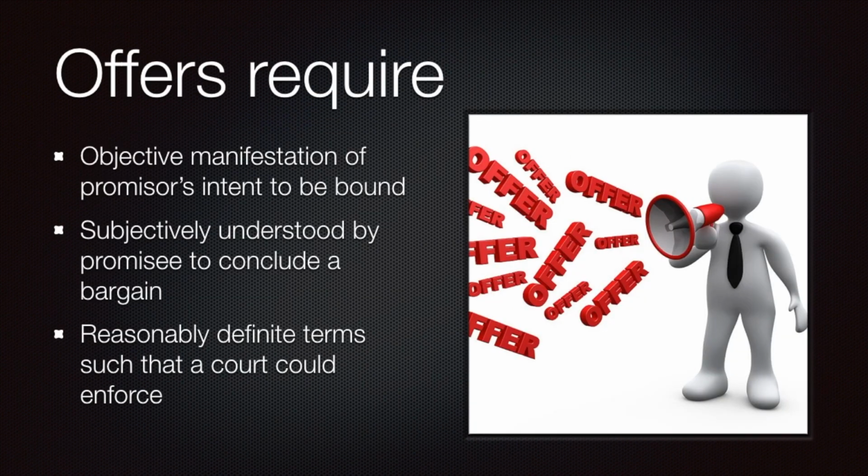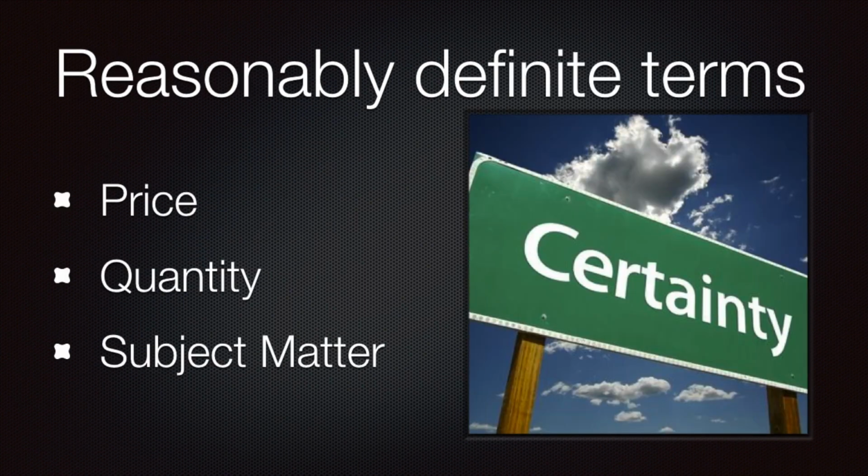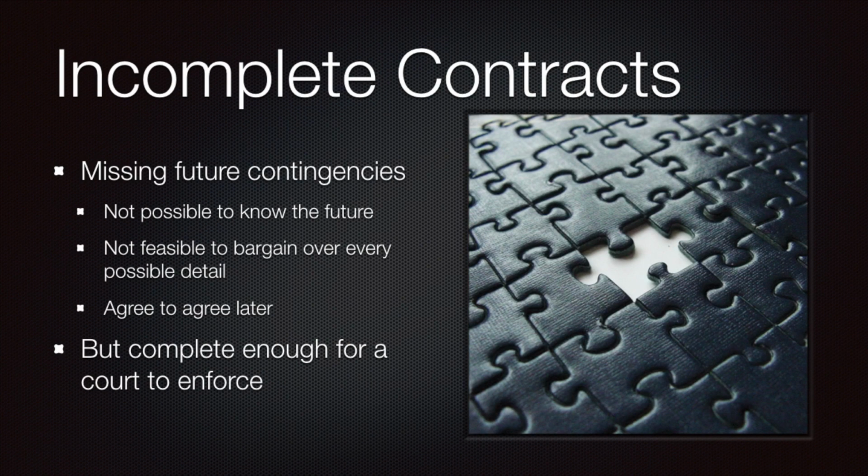found. But the key issue in a requirement or output contract is about the offer, because the offer must objectively manifest the promisor's intent to be bound, must be understood by the promisee as inviting the conclusion to a bargain, and, this is key here, must include definite terms that a court could enforce. Usually, those definite terms are price, quantity, and subject matter of the contract. But the nature of a requirements contract is to be missing the quantity term. This is a particular type of incomplete contract.